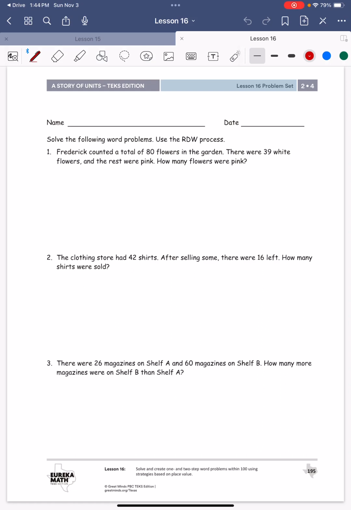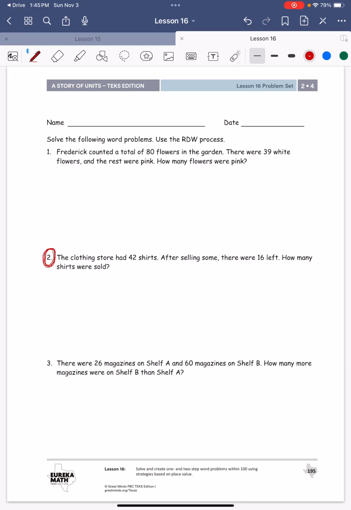Lesson 16 is all about word problems. So you should have started with number 2. If you needed to listen to the problem, then after I read it, pause and solve it, and then you can come back and find the answer.